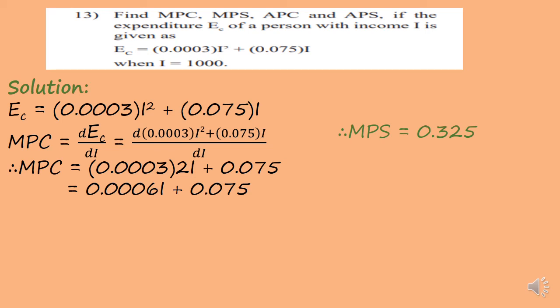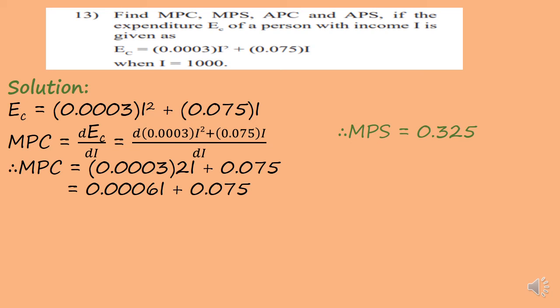Okay, it is not 1. Don't think that it is 1 which is written here. It is because of the handwriting there. Okay, it is I, not 1. So it is 0.0006 I plus 0.075.